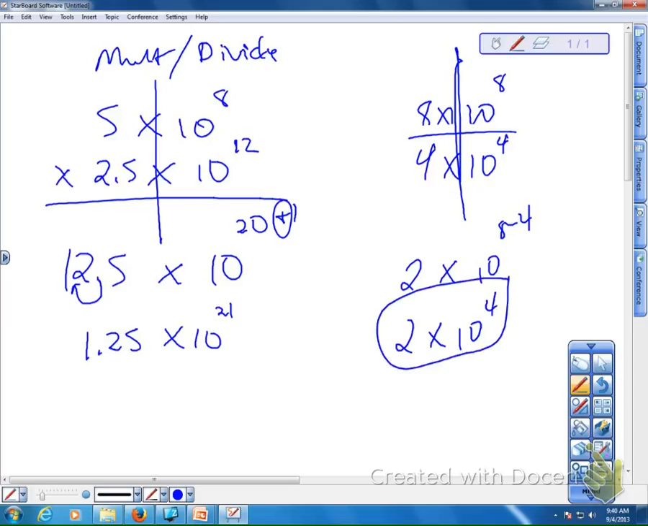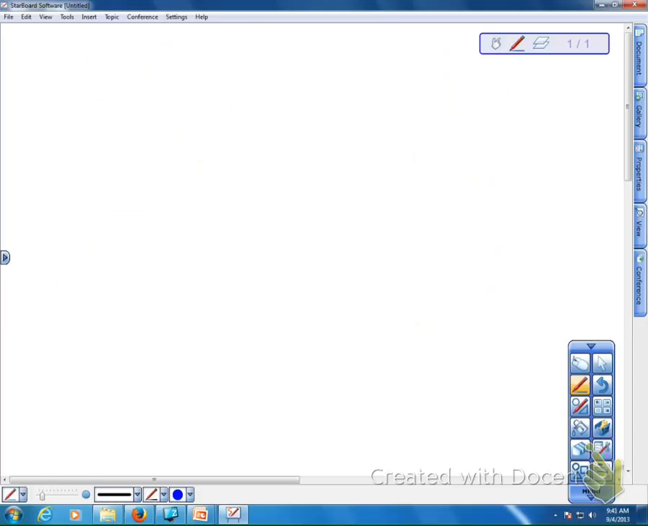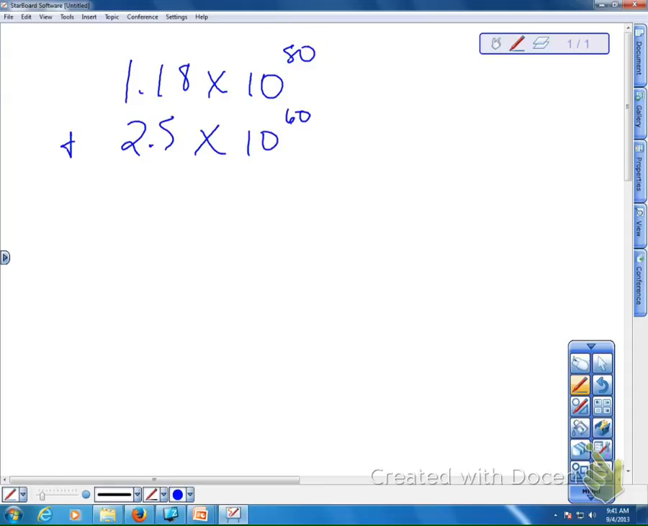Like I said, multiplication and division is a lot easier. Okay, final thing. In today's society, we don't have to do a lot of this by hand anymore because we have the calculators. Let me show you how to put these into the calculator. Let's take a real big problem. 1.18 times 10 to the 50. And let's add 2.5 times 10 to the 60. So that's going to be too big for us to do a lot with. But we can use the calculator.